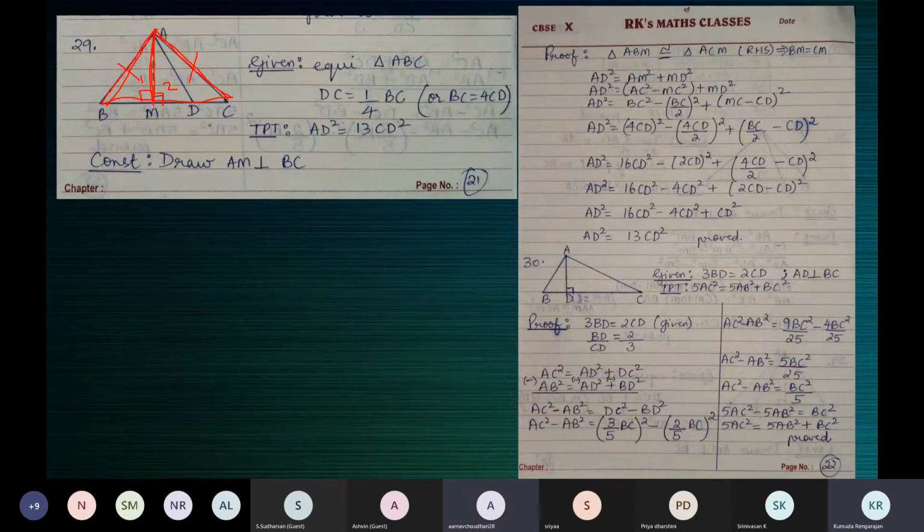Okay, ma'am. Understood. So by RHS rule, the two triangles are congruent. So we have BM is equal to CM. We can also tell BM is equal to CM because a perpendicular in an equilateral triangle is the median. Yeah, correct. Thank you.